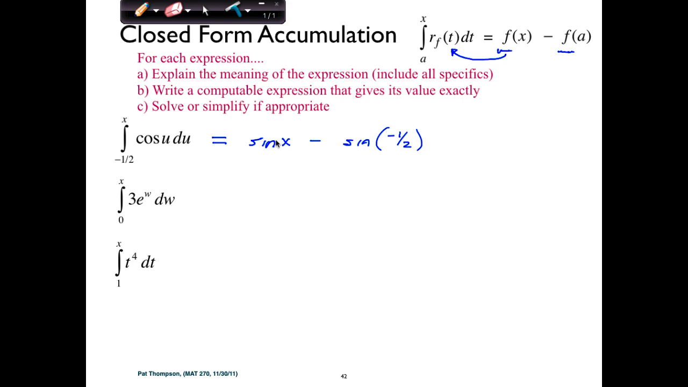If we graph that one and we graph this one, what would we see? The exact same graph, right? For every x, you're going to get the same net accumulation. If we graph both of those, nice, okay.